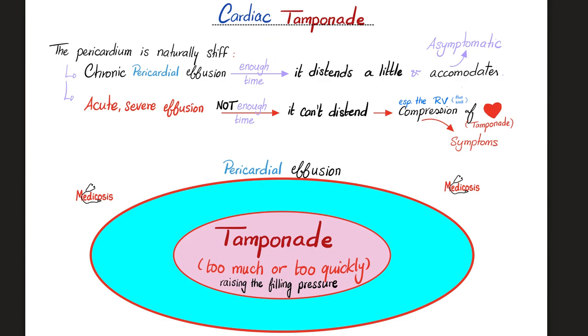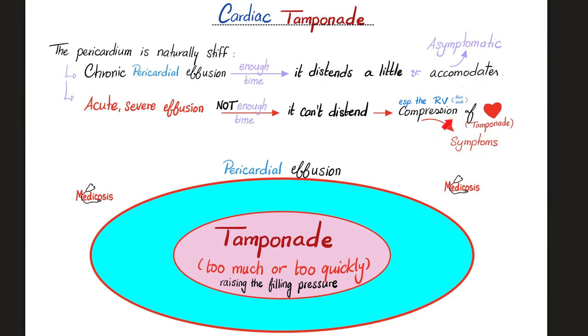However, if the accumulation of fluid in my pericardial sac happens acutely and severely, too quickly and/or too much, what's going to happen? There's not enough time for it to distend and accommodate. So that fluid will compress my heart, and that's the tamponade effect. This is what we call cardiac tamponade.